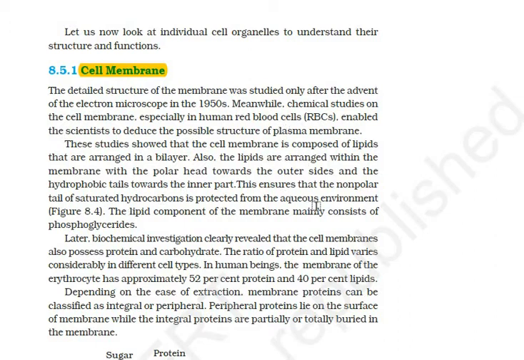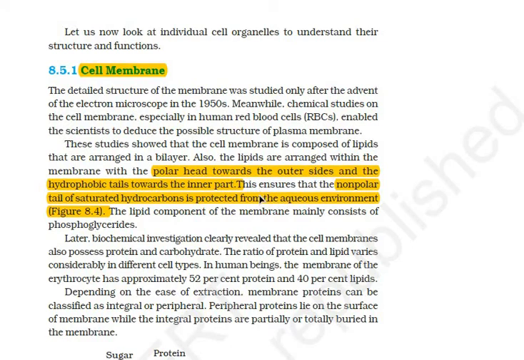Here it is mentioned that this ensures that the non-polar tail of saturated hydrocarbons is protected from the aqueous environment. So you should know about it. The polar heads of phospholipid molecules are on the outer side, whereas the hydrophobic tails are towards the inner part of the plasma membrane.